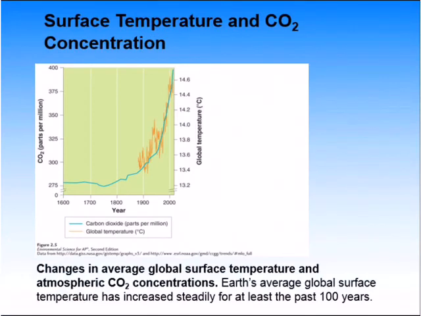This graph shows you over the last 400 years or so, this is the level of carbon dioxide in parts per million in the atmosphere. Okay, that is the blue line that you see versus the global surface temperature, which is this orange line, and you can see that both are increasing and are correlated with one another.